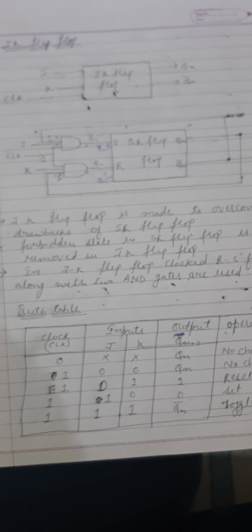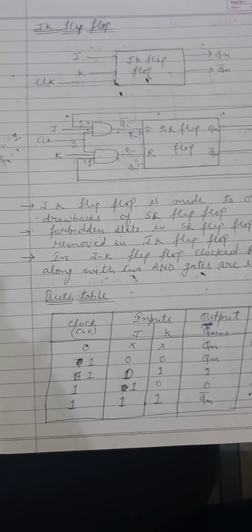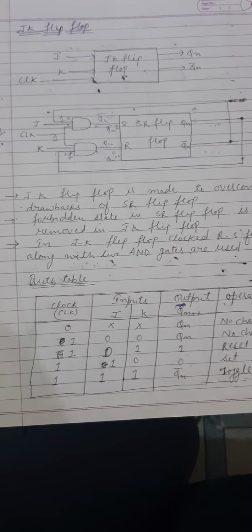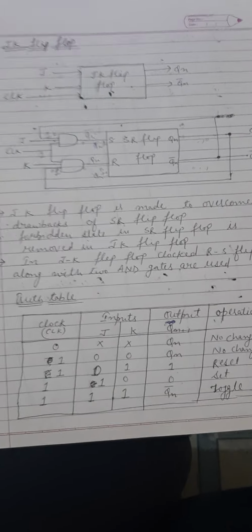So this is the complete operation of the JK flip-flop, and for the JK flip-flop we don't need to write the characteristic table and excitation table. The truth table is sufficient.